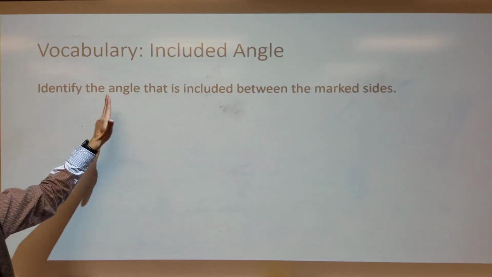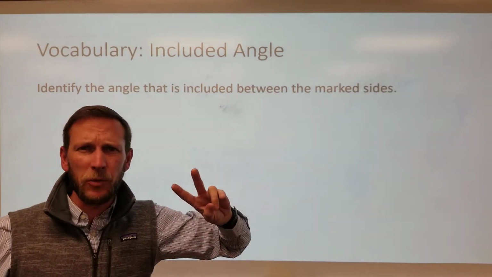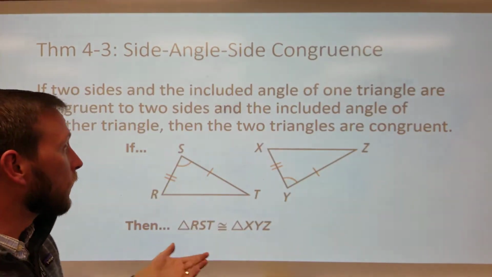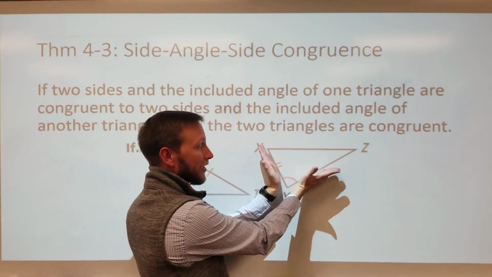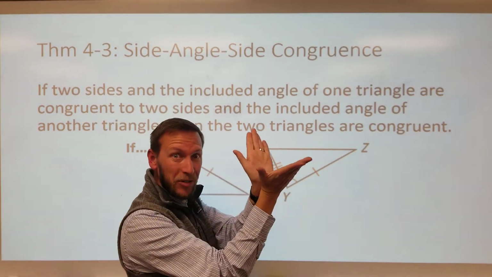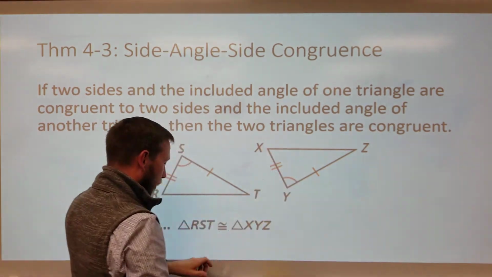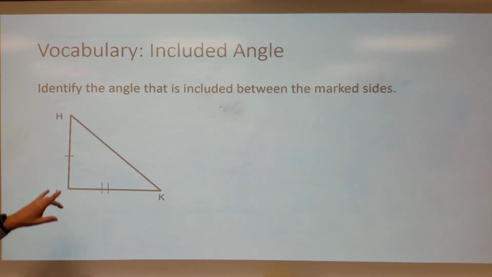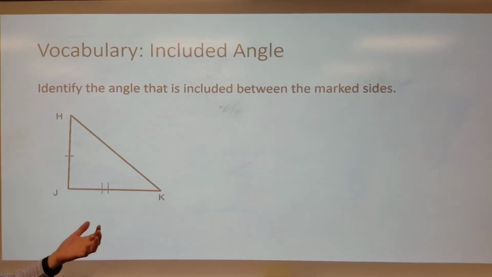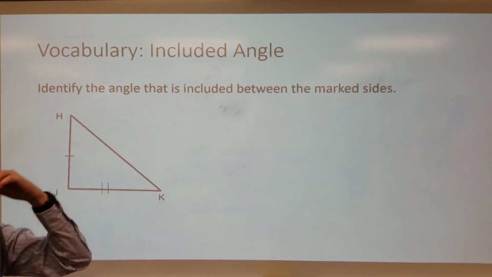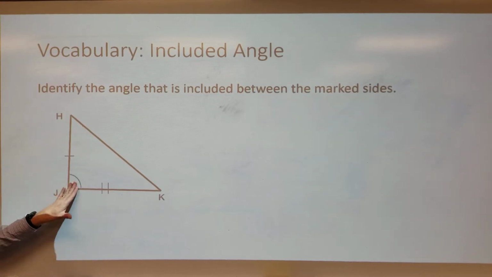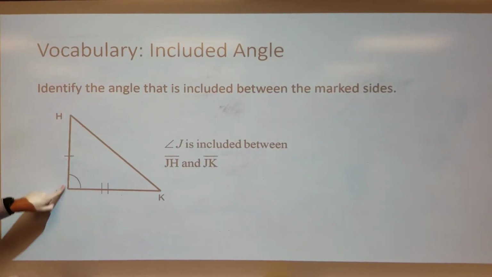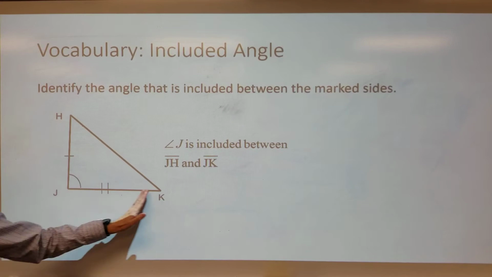Now, before we move on, let's make sure that we understand what I mean when I say the included angle. Hopefully you can tell that I'm talking about 2 sides and the angle that is formed by those 2 sides. That's what I mean by the included angle. So over here in this situation, I've got 2 sides marked. The included angle would be, say it together with me, angle J. Yes, correct. Angle J is the included angle between the marked sides JH and JK.